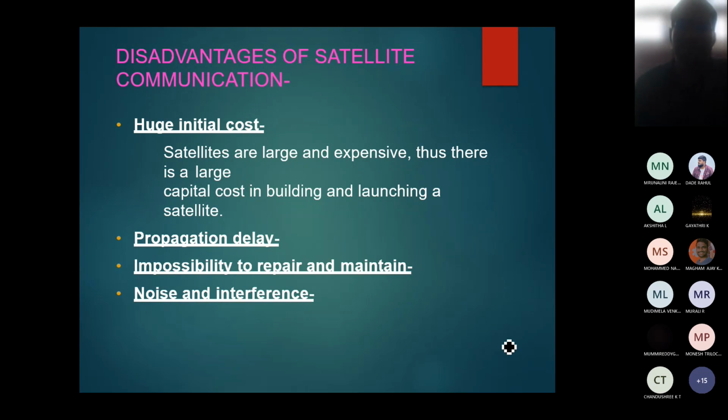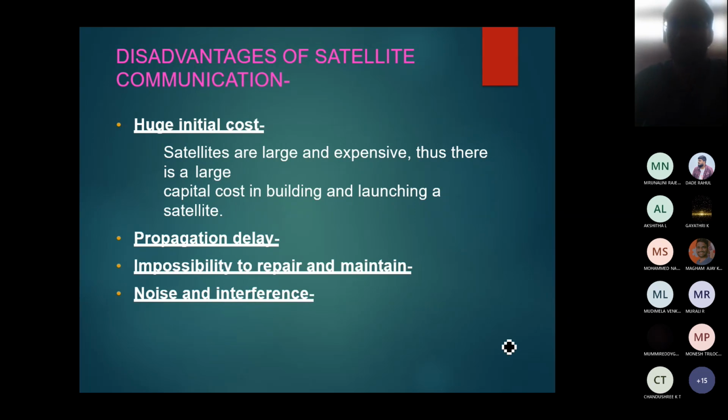Coming to the next disadvantage, it is the impossibility to repair. In other communication, if some damage happens to the communication link, or to the repeaters or anything, then we can find the point where the damage happened, and the engineer can go there and repair the repeaters and any electronic equipment. But in satellite communication, once you have launched the satellite into the orbit, you cannot repair the satellite.